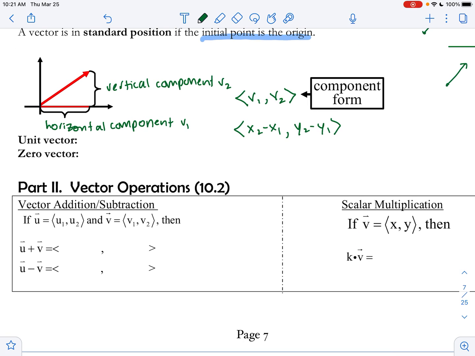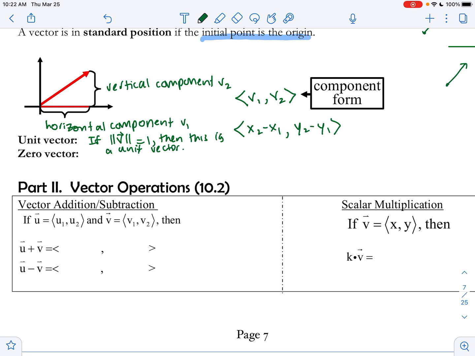A unit vector is often referred to as something with a single unit of measure. In other words, if I were to find the magnitude of a vector and found that it was equal to 1, this is called our unit vector. And later on in more advanced calculus, you'll see the use of the unit vector in certain formulas.